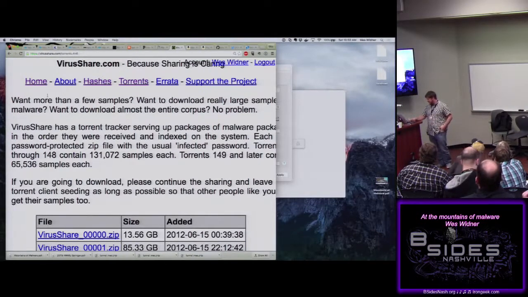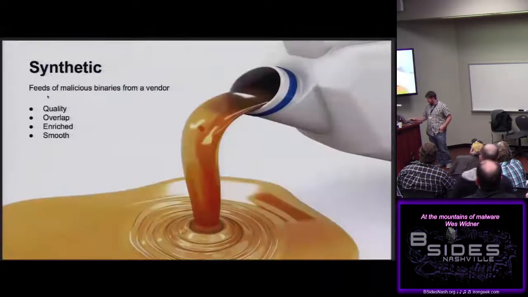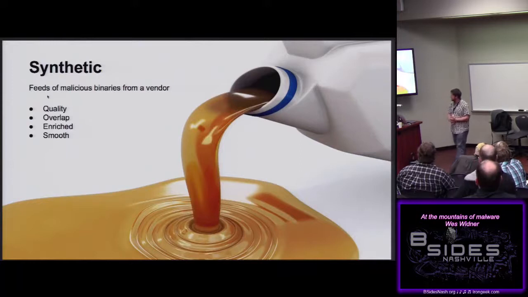So, some other things that we get from synthetic is that it's enriched. Enriched meaning that generally when you consume it from a third party, a threat intelligence vendor, they're going to tell you additional data about the malicious binary, such as where they got it from. They might give you a hint of what they think it is as far as its classification. Some of them will include the VirusTotal data.